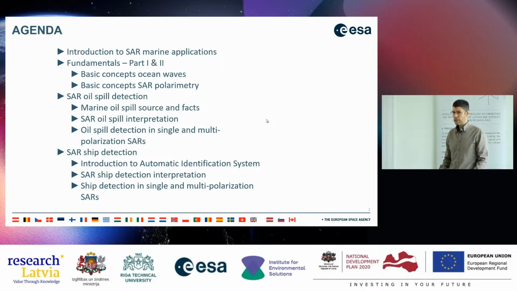And more or less the same structure follows also for the ship detection. So I will also give you some basic information about what is the automatic identification system. And then, yeah, so the interpretation of ship detection in SAR and some algorithms that are commonly used.